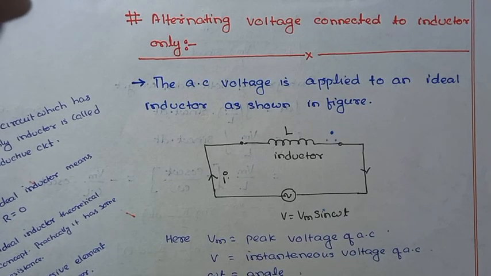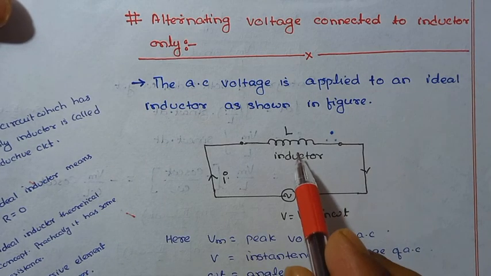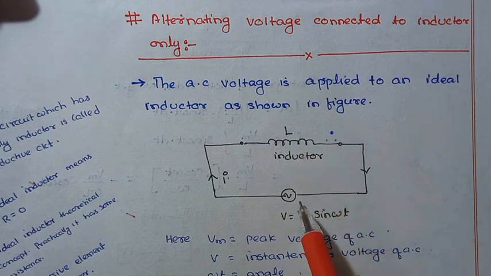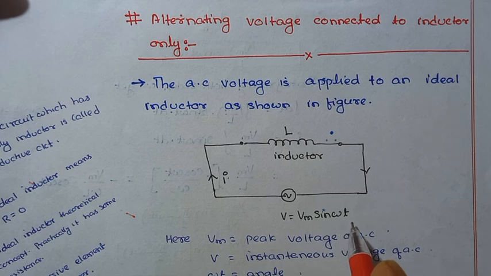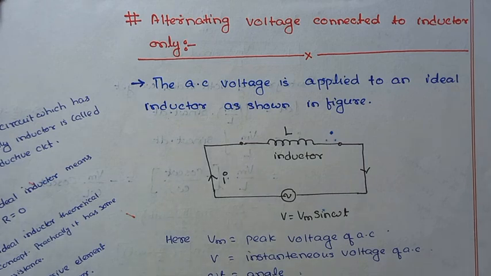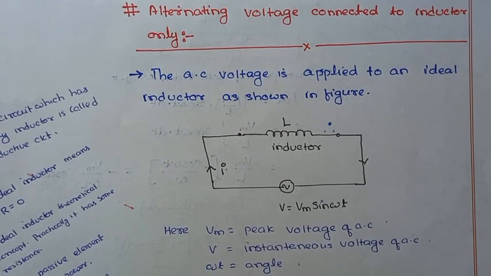So, AC voltage is applied to an ideal inductor as shown in the figure. This is the ideal inductor which is given AC supply voltage. The AC supply voltage is V is equal to Vm sin omega t, ठीक है, where Vm is the peak value of the AC voltage and V is the instantaneous value of the AC voltage. Omega t is angle. Ideal inductor means the inductor which has no resistance.